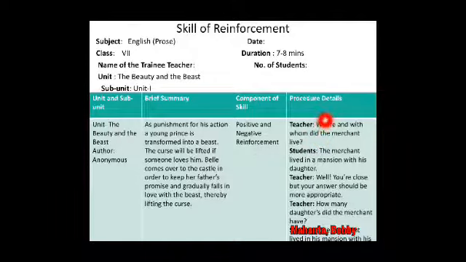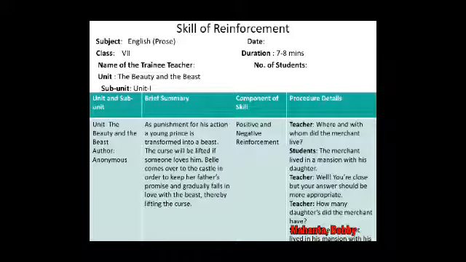What about the procedure detail? Here the teacher will ask, where and with whom did the merchant live? There is a probable response that the student will provide: the merchant lived in a mansion with his daughter. It may be positive or it may be negative reinforcement. If the student has responded wrongly, accordingly reinforcement needs to be provided. Clear? So this is how you have to write the micro teaching plan.